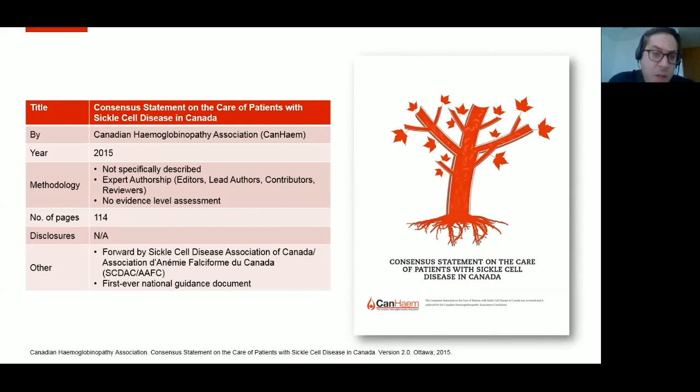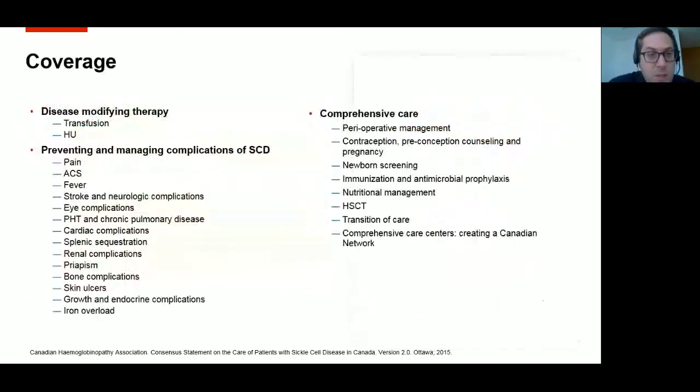So specifically for the Canadian guideline from 2015, there wasn't a specific chapter or anything on the methodology. It looked like it was written by an expert group of authors, forming an editors group, lead authors, contributors, and then some assigned as reviewers. It didn't go into any levels of assessment or any grading of the evidence, and it mainly was a description of the literature plus some consensus recommendations from the author group and the contributors themselves. It's very wide in terms of coverage.